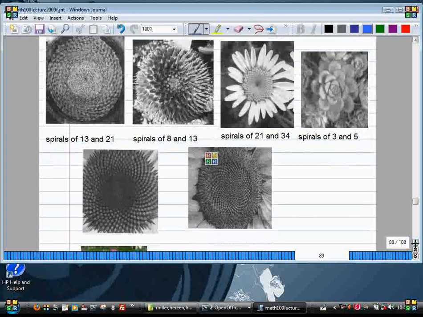Okay. So we've talked about the seeds in the middle. We can also talk about the petals. And a lot of flowers, the petals on the outside, they have a Fibonacci number of petals.